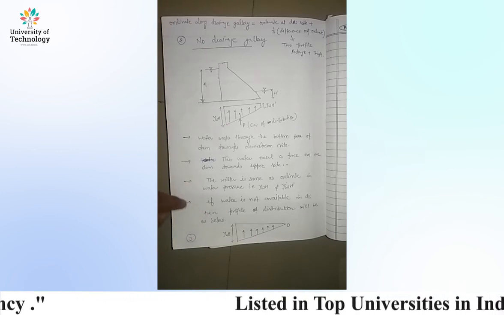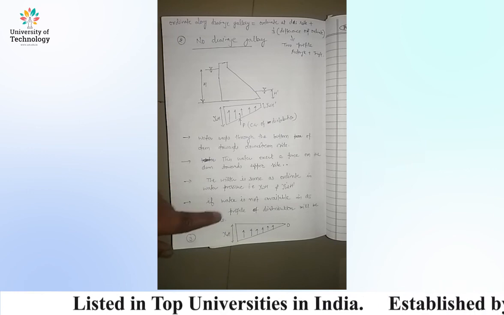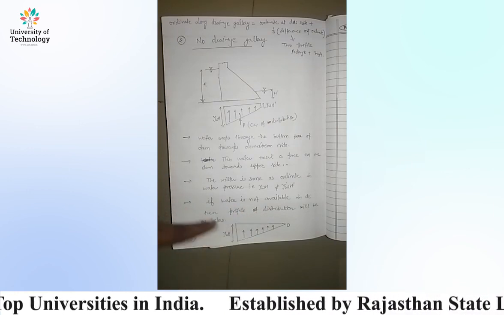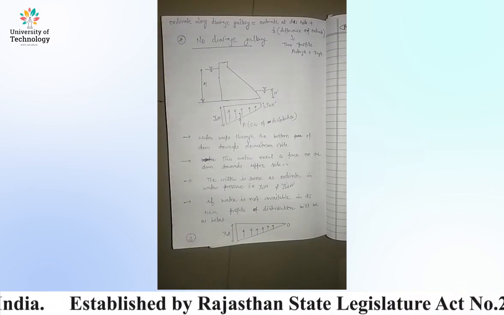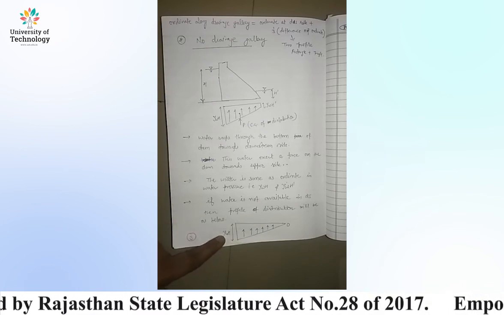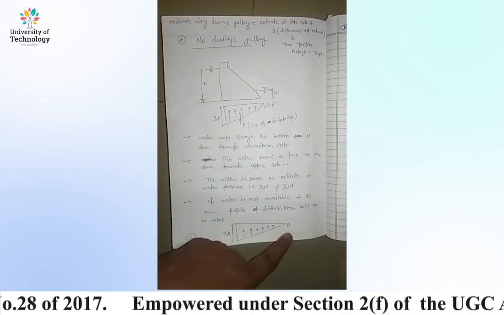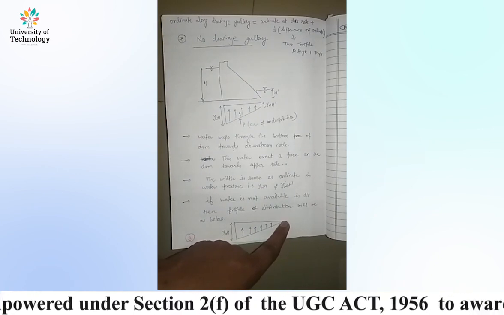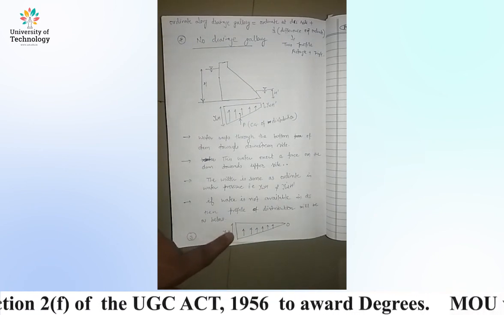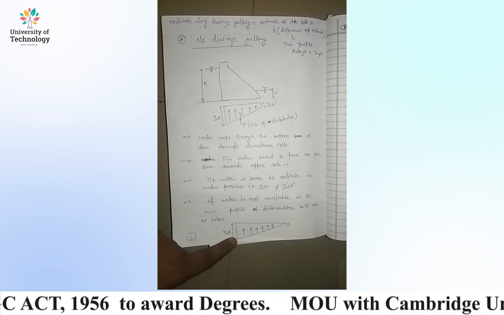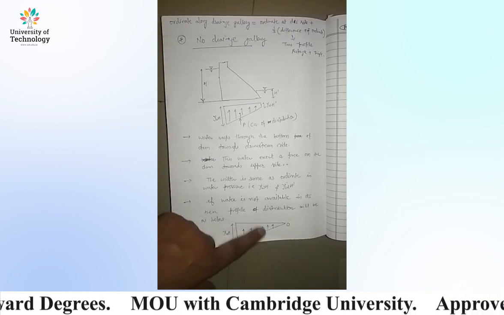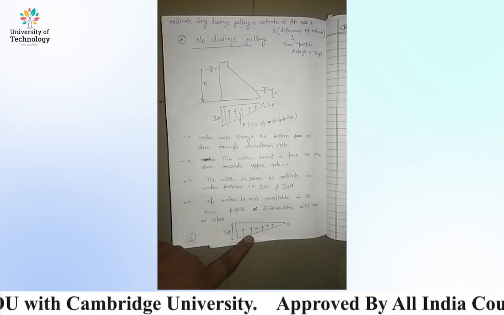And the last point is that if water is not available on the downstream side, then the distribution will be as below. There is no water available, so this ordinate will be 0, and this ordinate remains the same. So the triangle profile, the pressure profile, will be like this.